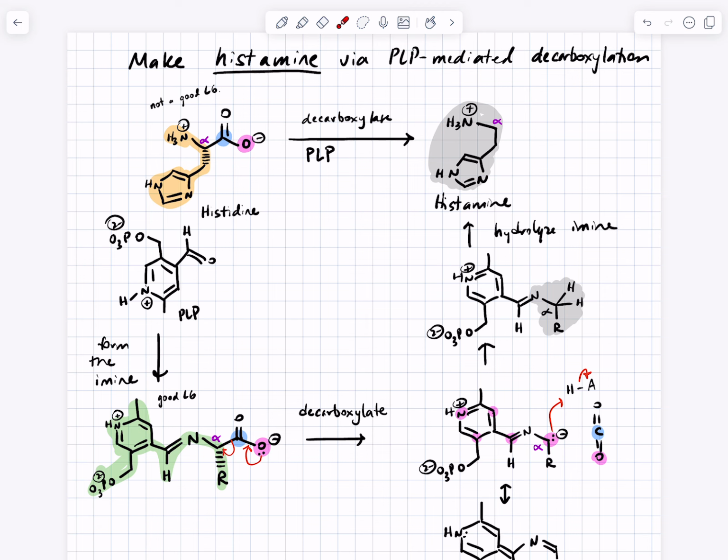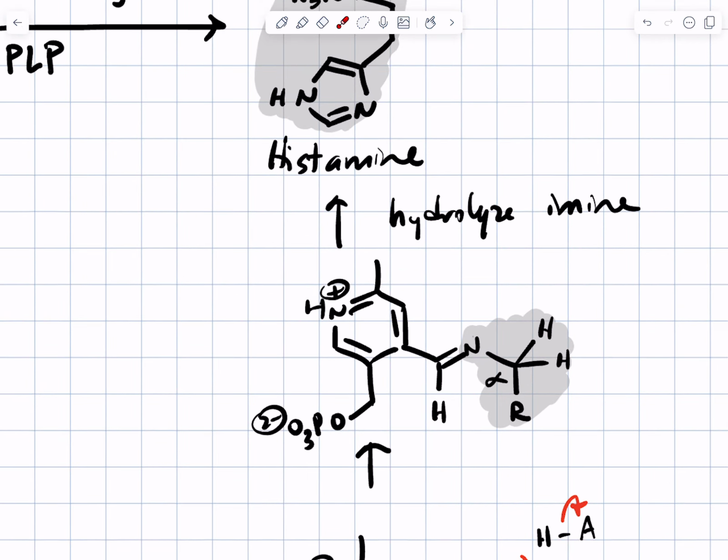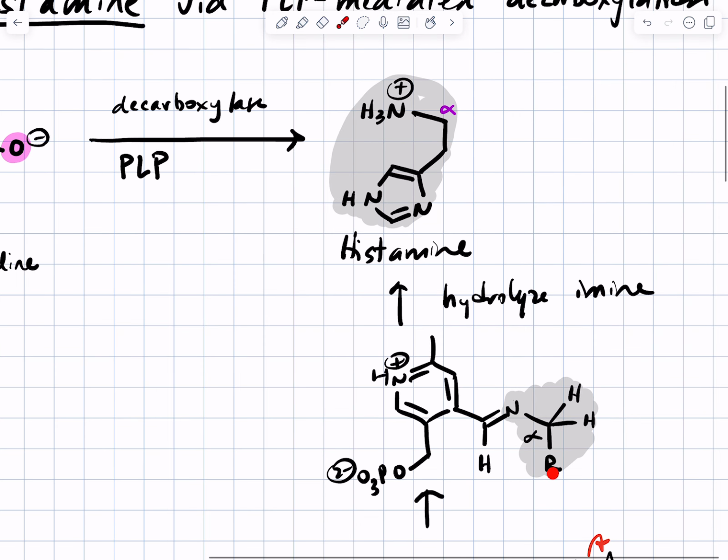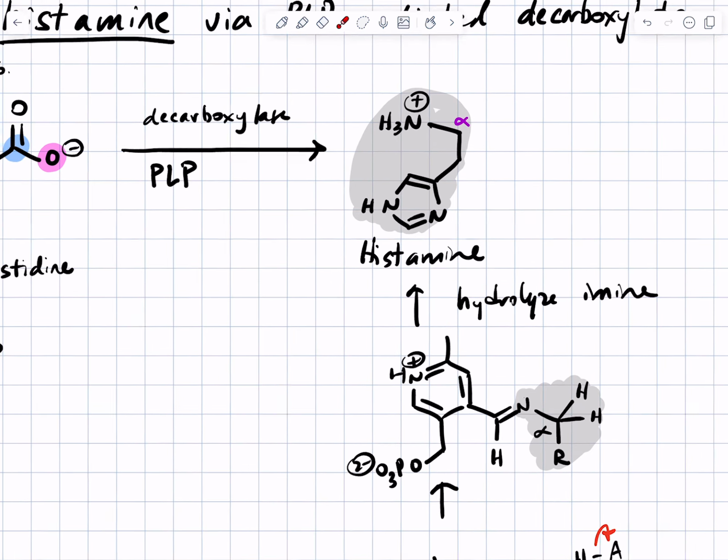I was just looking at your hydrolysis step from the imine to histamine. Is it the same amount of carbons? Yes. Everything here is abbreviated as R. So nitrogen, alpha carbon, and then this is the R group. Okay. Yep. Others?